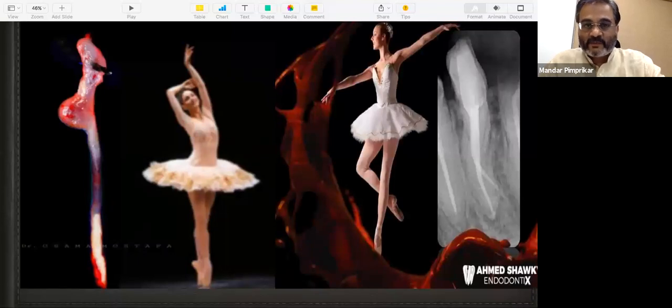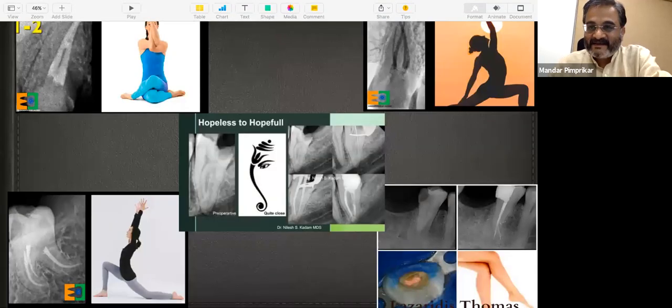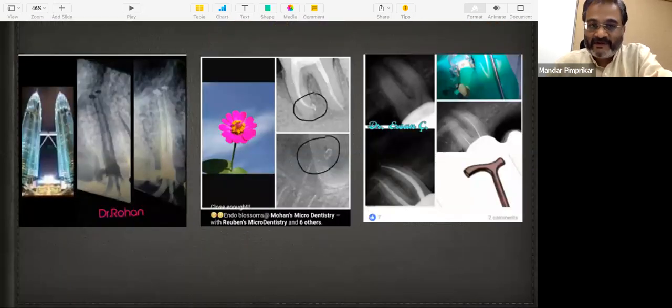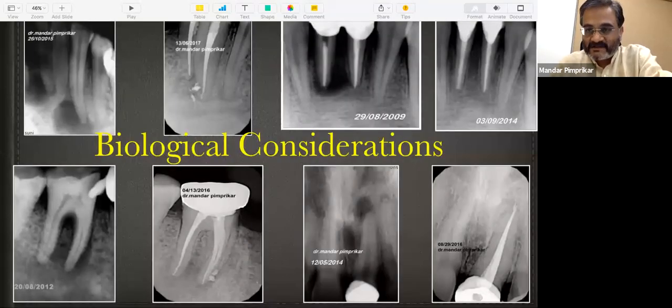Now, when you go on Facebook, you will see all these kind of the comparisons of the root canal anatomy with different shapes like ballet dancers, some yoga poses, some owls to horses to cars to towers. I don't deny that these obturations are not good. They are beautifully done root canals with biomimetic shapes being preserved. But what we are forgetting in this process is we are forgetting the biological considerations.